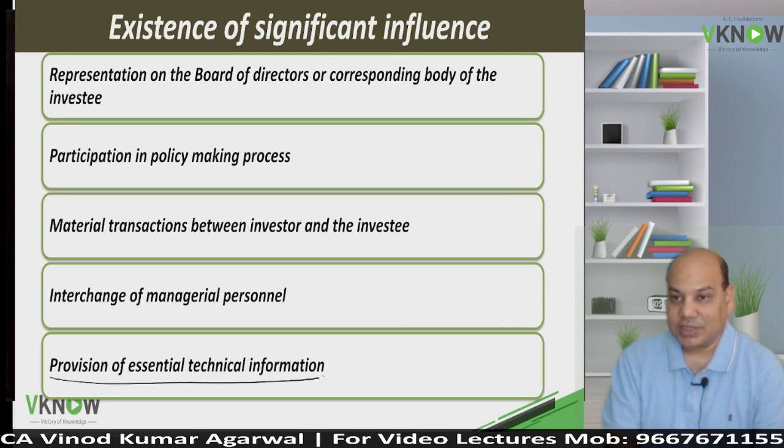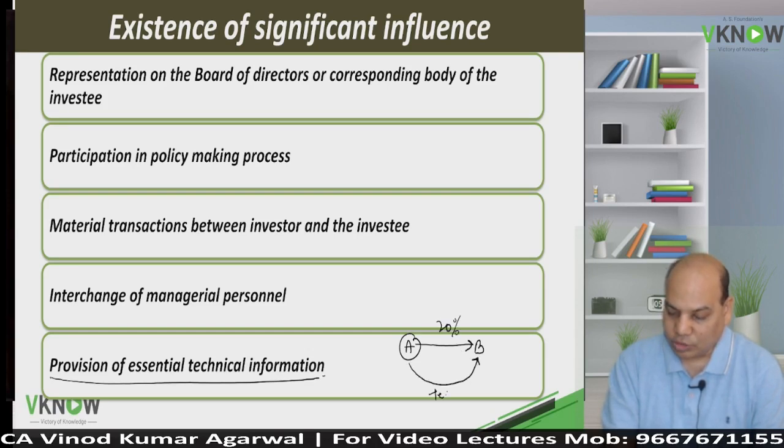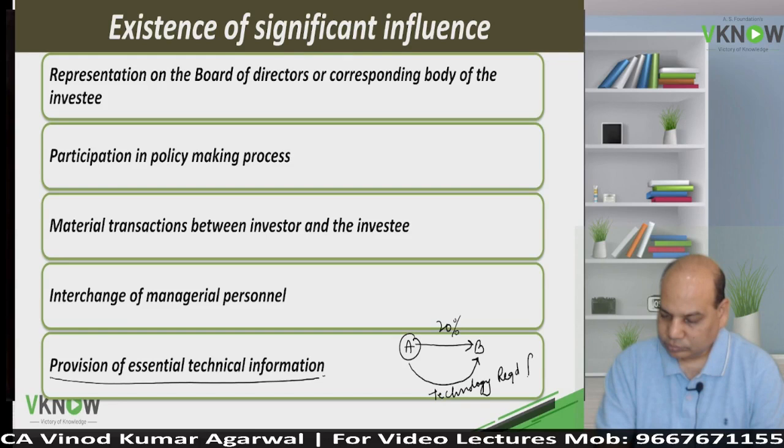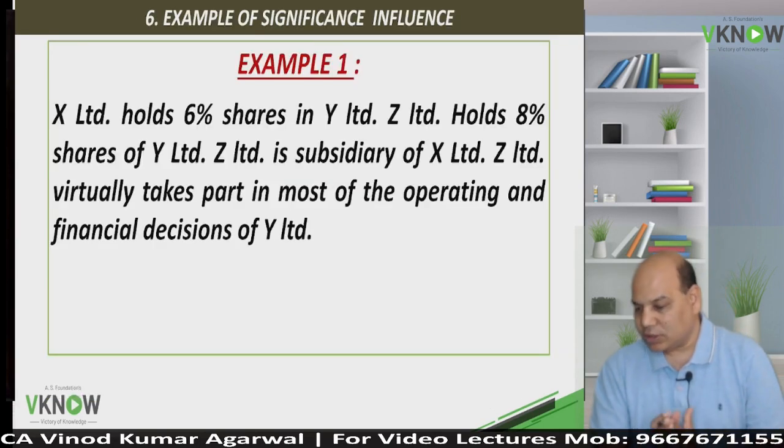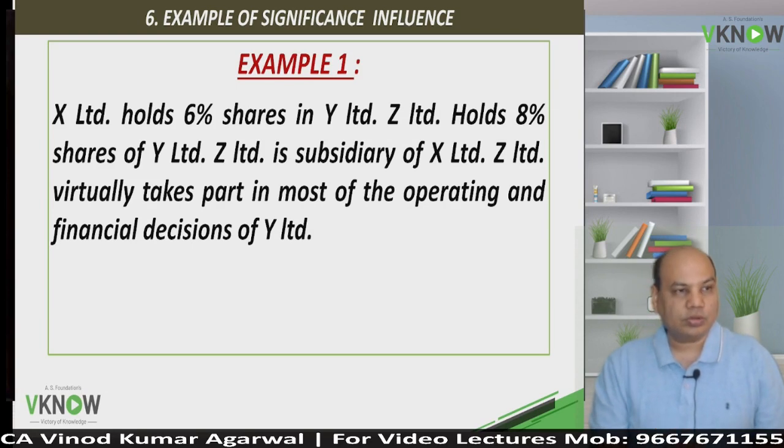Next is provision of essential technical information. A is holding, let's say, 20% share in B. A has provided technology required for B's business. B depends on A for its technology requirement. So A is in a position to influence B because A provides technology service, and therefore we will say significant influence exists. Let us take example 1 and example 2 for better understanding of significant influence.